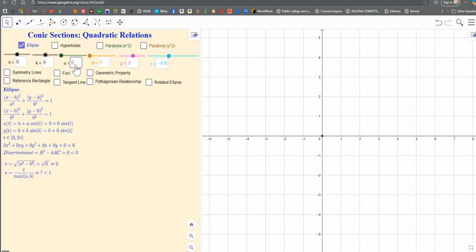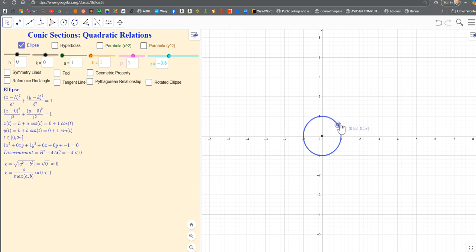Okay. Actually, we're going to start with a equal to 1 and b equal to 1. That's what I really want. And this gives us, when I click on ellipse, actually the unit circle, x squared plus y squared equals 1. And here's a point on the circle that we can move around.